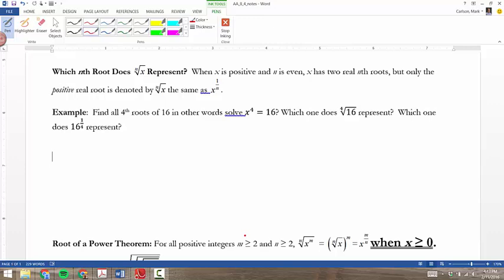As long as n is even and x is positive, x has 2 real nth roots. But only the positive real root is denoted by the nth root of x, which is exactly the same as x to the 1 over n. So when we have 2 real nth roots, which happens when n is even, both of these notations only represent the positive nth root of x.